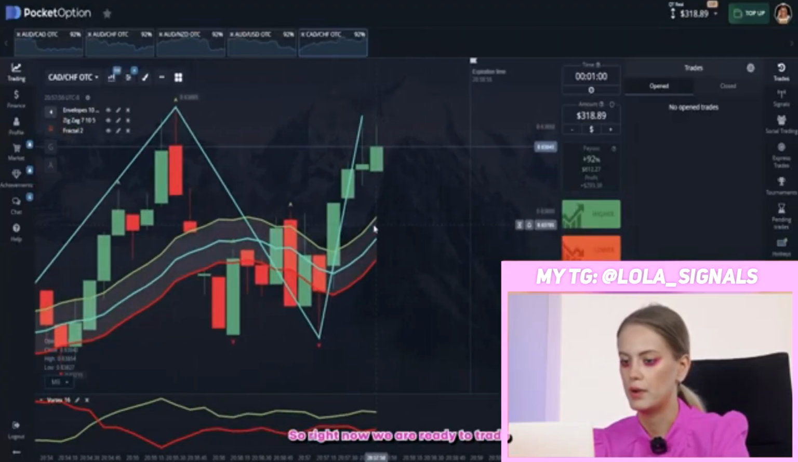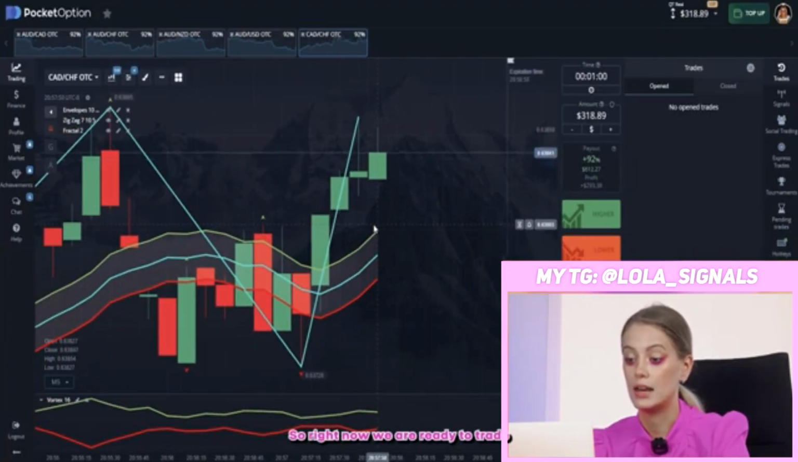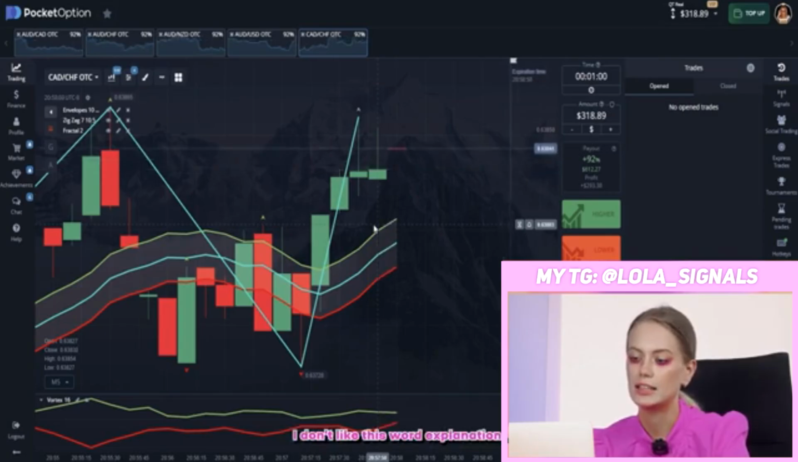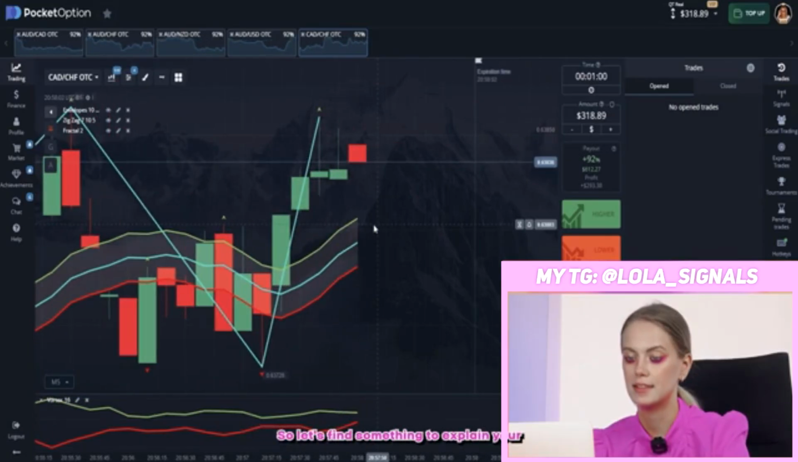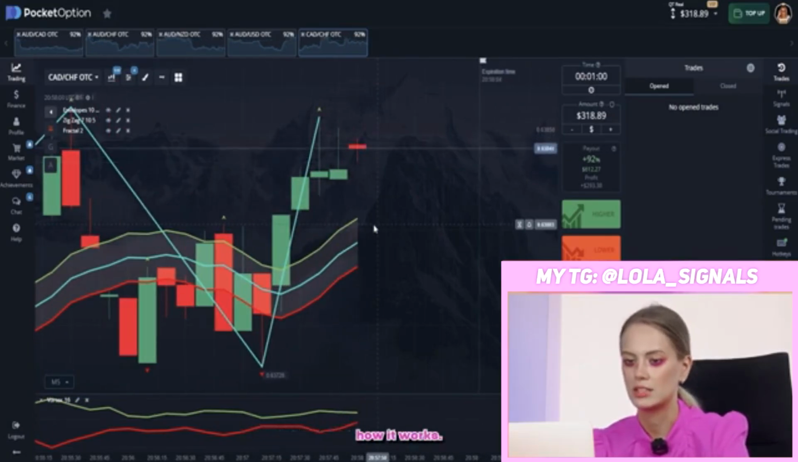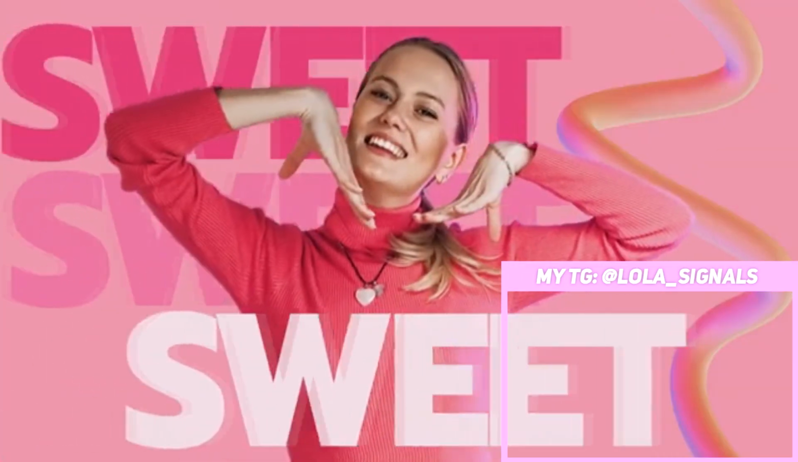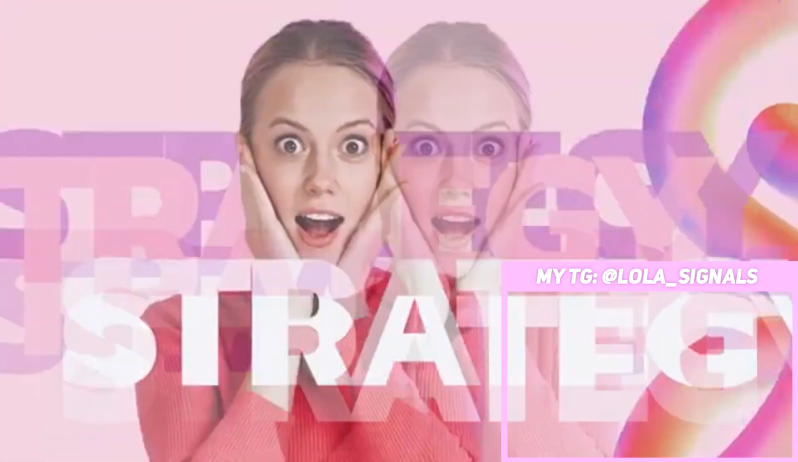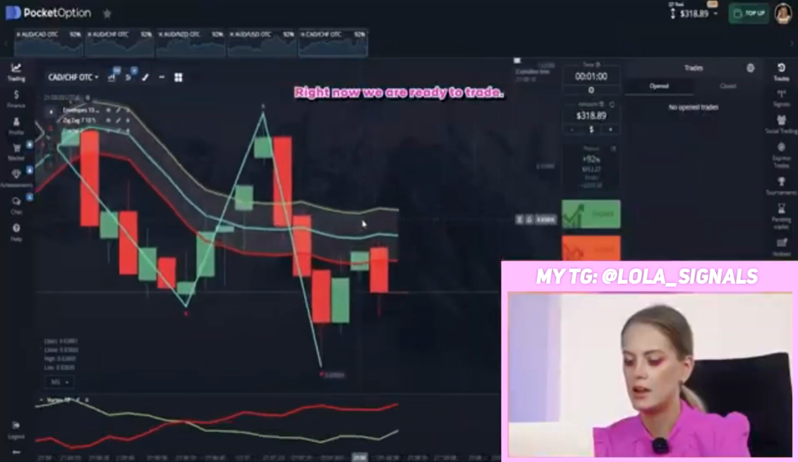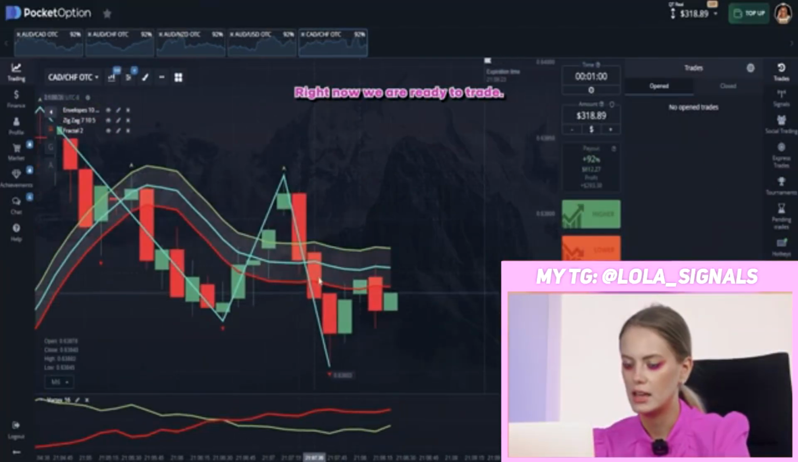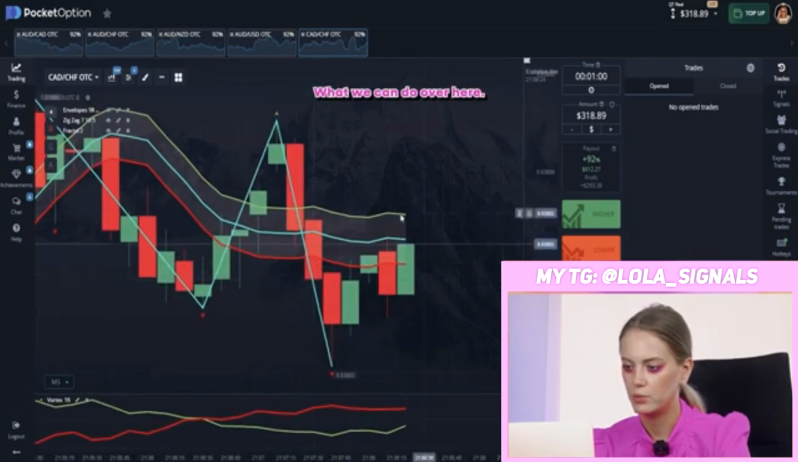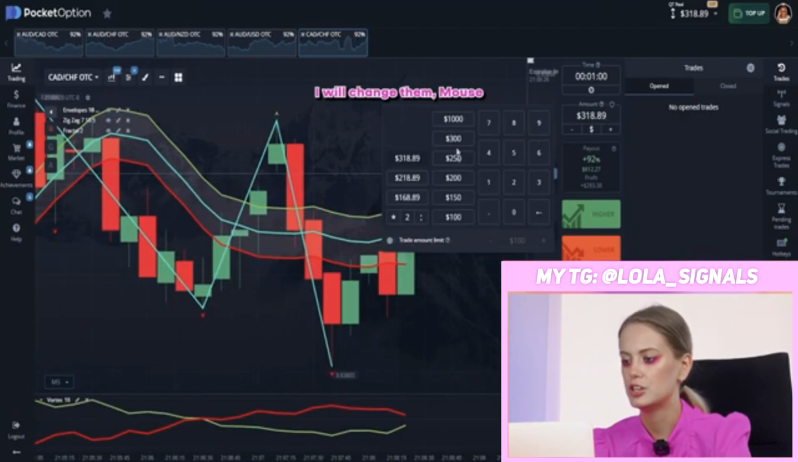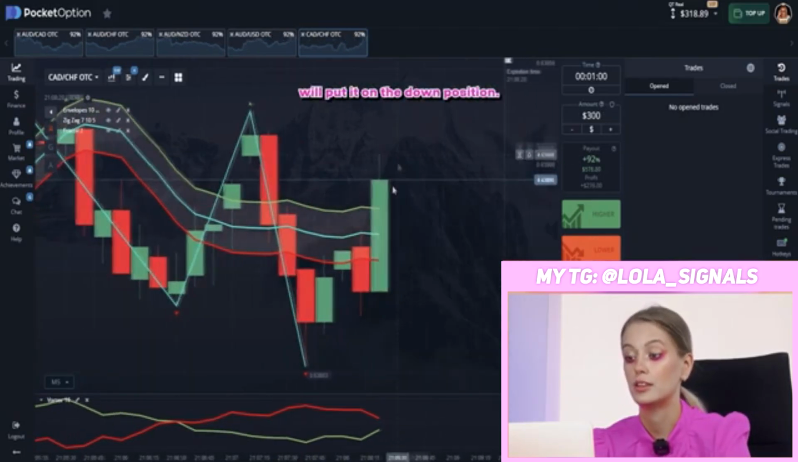Okay, so right now we are ready to trade, and you know that I don't like this boring explanation, so let's find something to explain to you how it works. So let's go. Right now we are ready to trade, and let me just think a bit about what we can do over here. I will change the amount to 300 and I will put it on the down position.